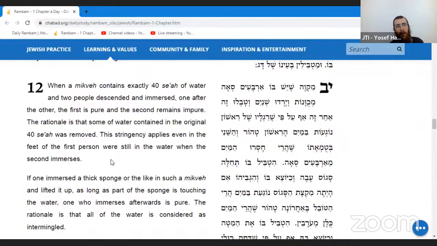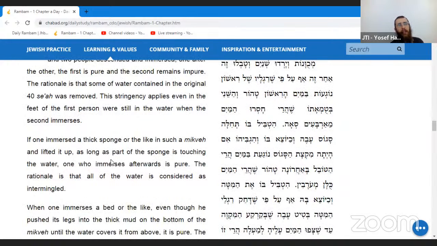This obviously means where the walls were higher. It wasn't full to the top. It was full, let's say the mikveh was able to contain 50 sa'ah, and there were exactly 40 sa'ah inside of it. So when the first person went in, he didn't lose the 40 sa'ah, they didn't go over the walls. But once he left, then he took some water with him. And therefore the second person remains impure. By the time the second guy goes in, he's now dealing with 39.999 sa'ah. The rationale is that some of the water contained in the original 40 sa'ah was removed.